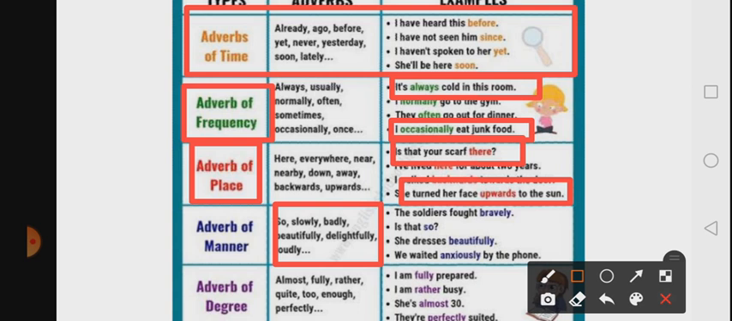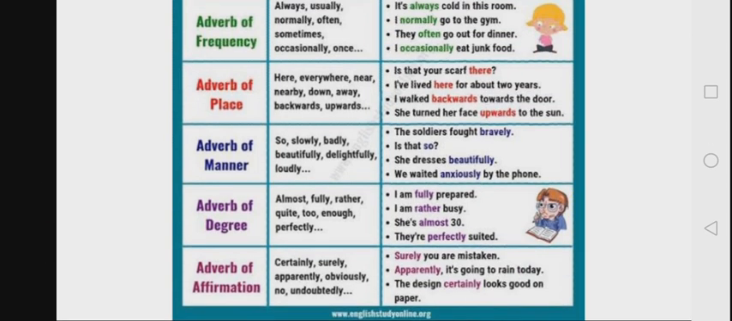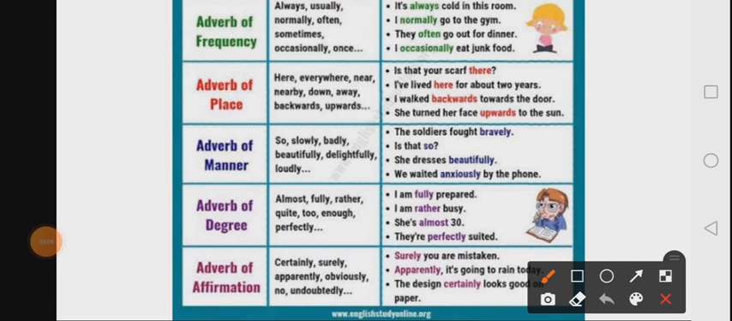And then there is the adverb of degree. Adverb of degree tells us the extent to which something has been done. For example, I am fully prepared, or they are perfectly suited.